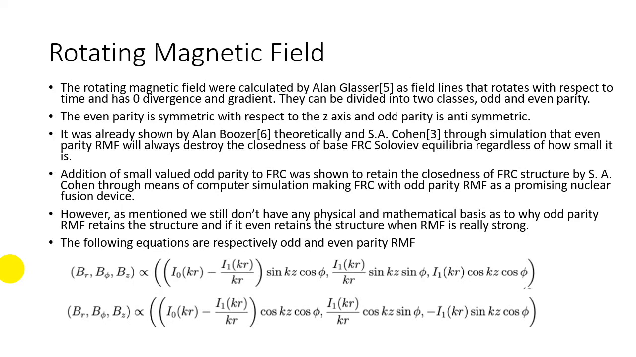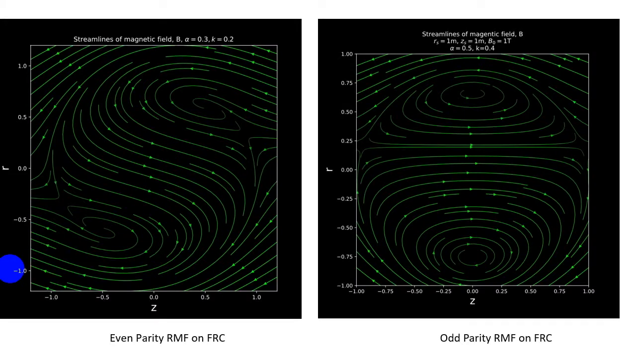As we already showed, if you add the even parity magnetic field, everything opens up. There's no hope of actually confining the plasma. Here we can actually confine the plasma, right? So why? That's a really interesting question. We did all these simulations, but why is that happening?